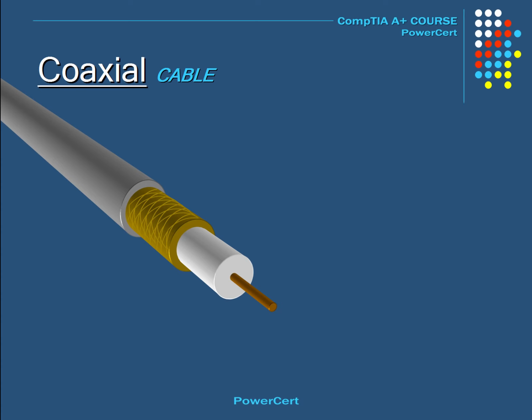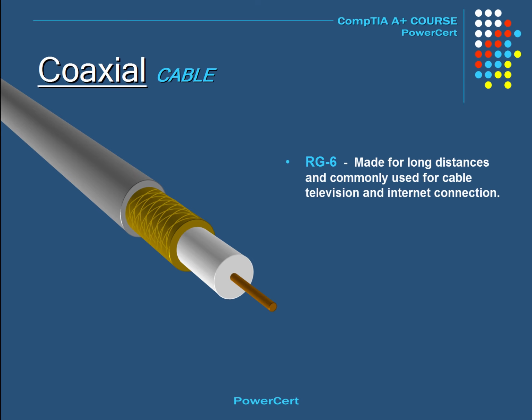Now there are two common types of coaxial cable. The first type is RG6, and this is made for long distances and is commonly used for cable television and internet connection. And the second type is RG59, and this is made for short distances and is commonly used for high definition and high quality video.